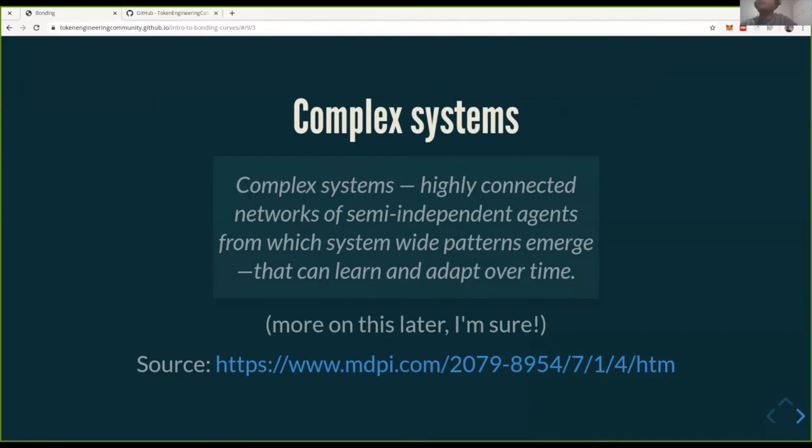So bonding curves, when integrated into token engineering systems, become complex. This is not necessarily a limitation, but it is a limitation if you do not model your system and you do not simulate it properly. And I'm sure you'll hear more about this later.